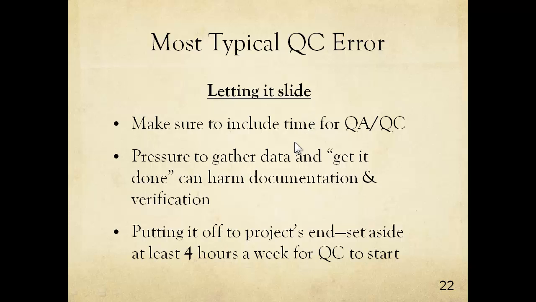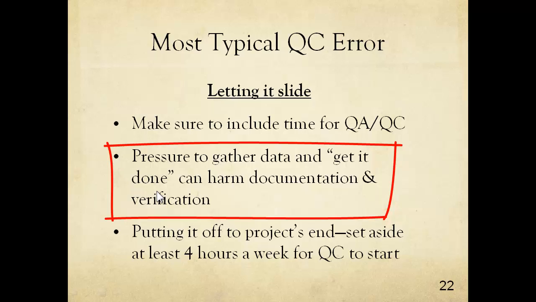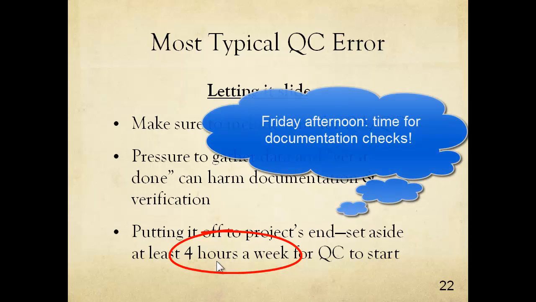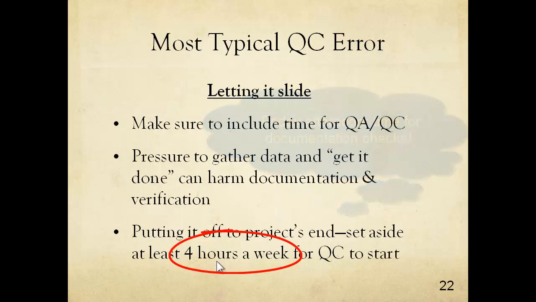Make sure to build in time for QA/QC. Make sure that you are doing it right instead of just getting it done. So if you just get it done, it may turn out that you actually have to go back and redo some of your work. And it's a good idea just at the start to allot perhaps 4 hours a week for quality control. Then if you determine that you don't need to spend that much time at it, then you can cut it down a bit, but build it into your planning because it is going to take time.